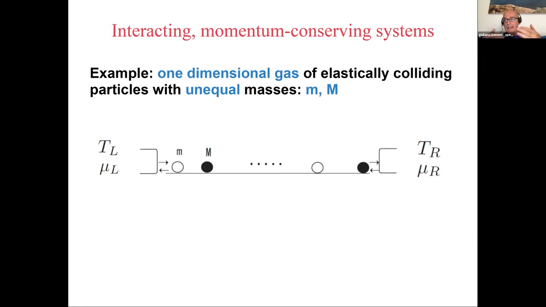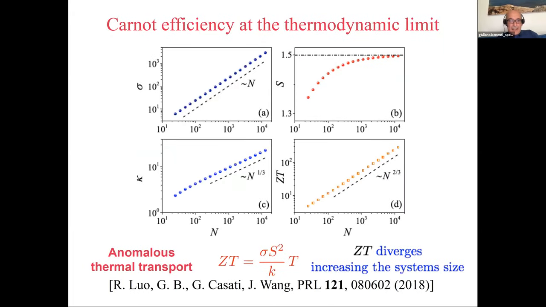We consider a classical system with elastic collisions. This is the simplest model, but you can consider other models. The important point is that you have an elastic collision between particles of equal masses. You have reservoirs; when particles arrive at a reservoir, they are absorbed. In the reservoir you define the temperature and electrochemical potential, and that gives you the injection rate into the system.